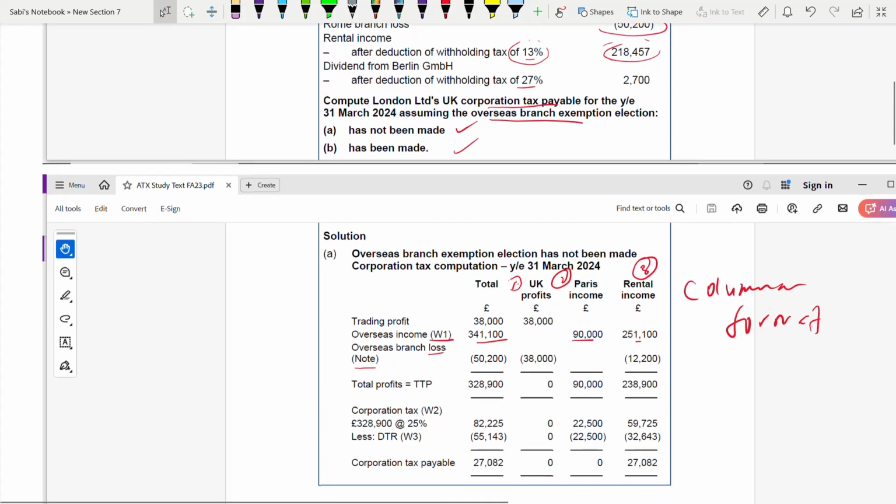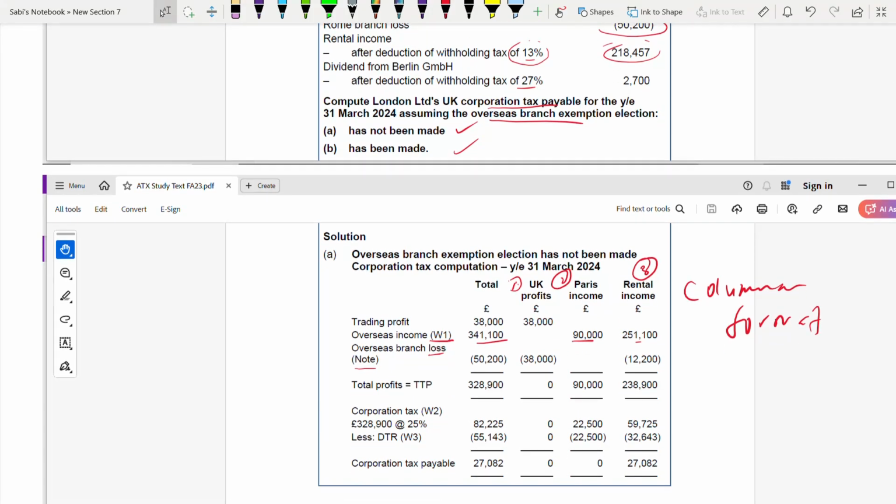50,200. First 38,000 you are setting off against UK. The balance is again the one suffering the lowest tax, because they are suffering at 13% compared to 40%. This is lower. So rental income. Then you get your TTP. Since you have utilized all the losses of the overseas branch loss against UK profit, TTP, that means total profit from UK is 0. Whereas this is 90 and this is this one.